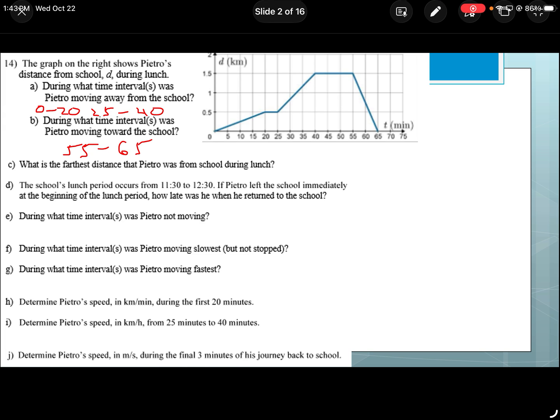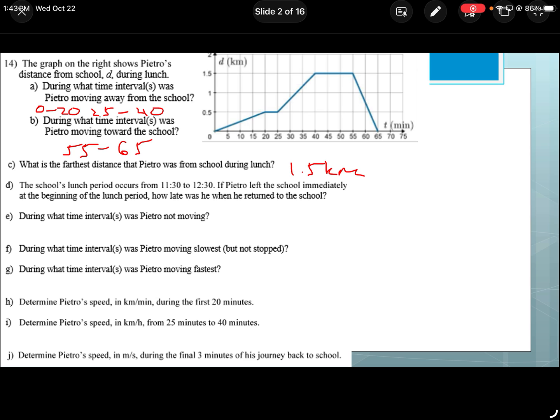What is the furthest distance that Pietro was from school during lunch? That is literally the highest part the graph goes to. For some reason, whenever I teach this, some people think the answer is 2 because the graph goes all the way up there. But no, this is Pietro here. So where does he go up to? He goes up to 1.5, doesn't he? So that's the furthest part away. That's 1.5 kilometers. Kilometers, it says it on the left.